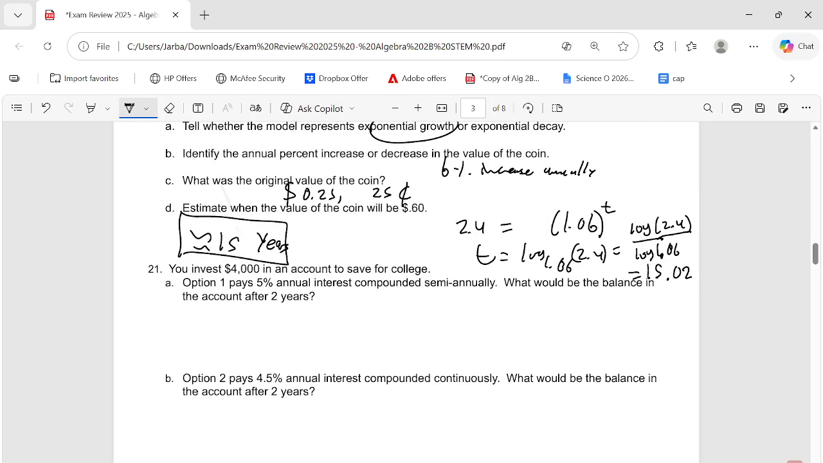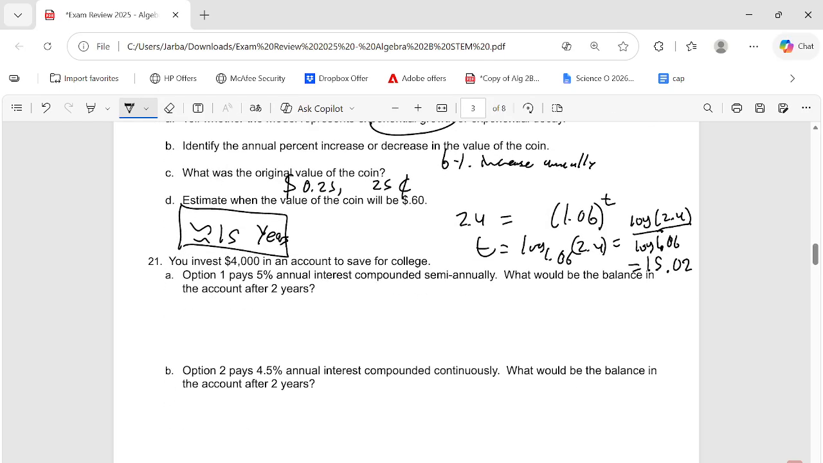Okay, now for the final question, we invest $4,000. That's our initial amount, our principal. For the first part, we want to find the amount with 5% annual interest, semi-annually compounded, and then see what the balance would be after 2 years. So our initial amount is 4,000, that's the thing out in front. On the inside, we have 1 plus our rate, which is 0.05 because it's 5%, moving the decimal 2 places back.